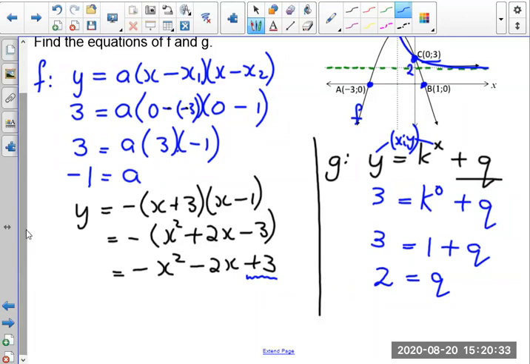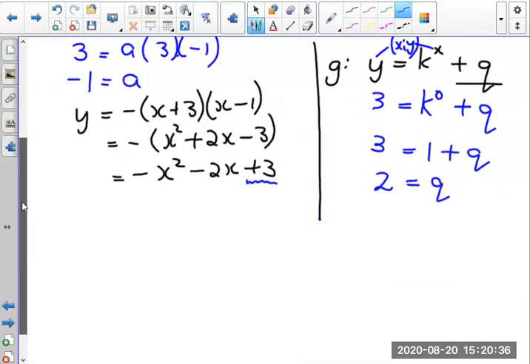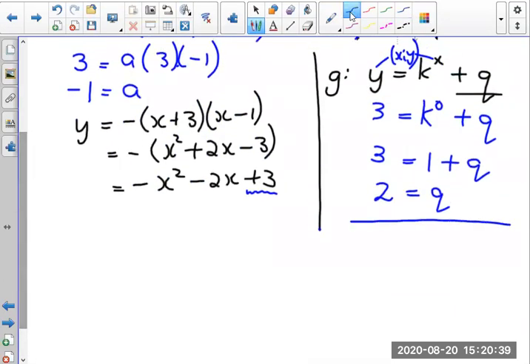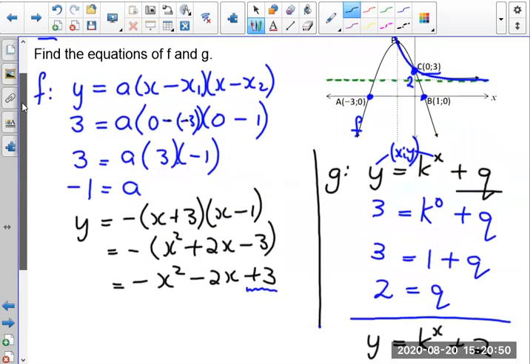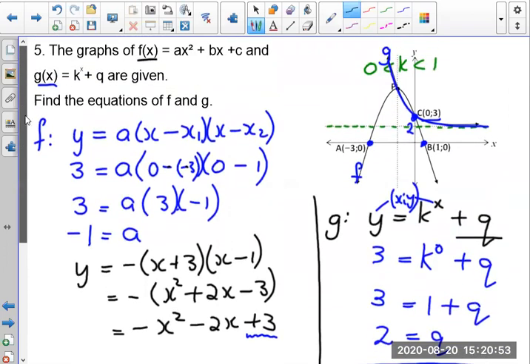Okay, so I can substitute the q. So y equals k to the x plus 2. Now I still need to find k. Oh dear, now I have a problem. Because the one point that I have on the graph, I used already. I cannot use the A or the B because they are not on the exponential graph. So now it looks as if I have a problem. But do I really have a problem?